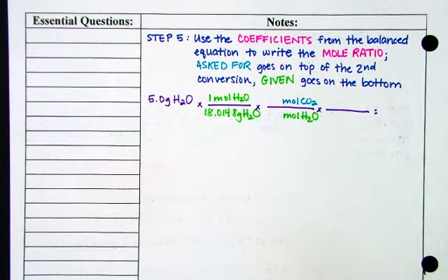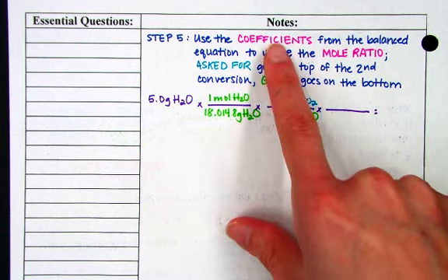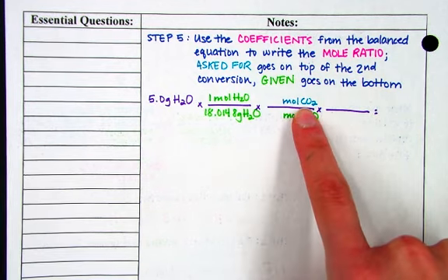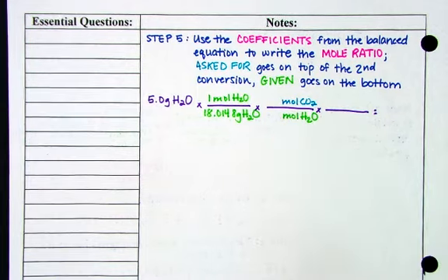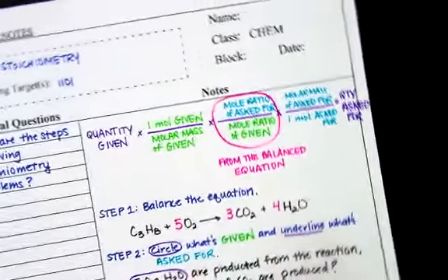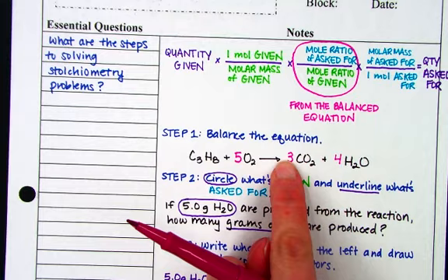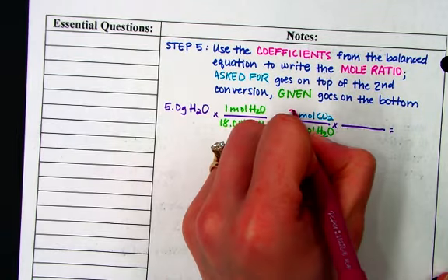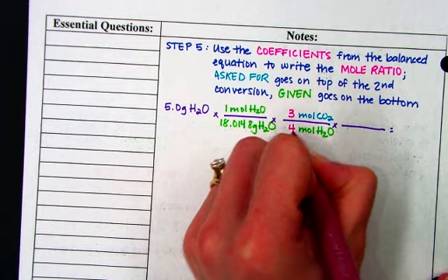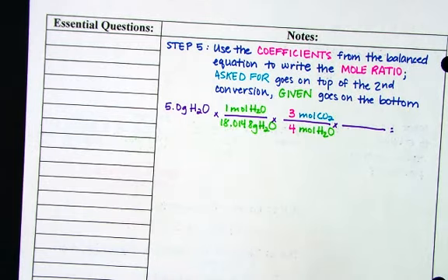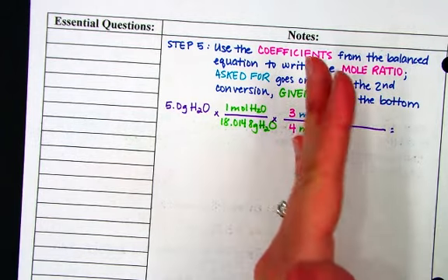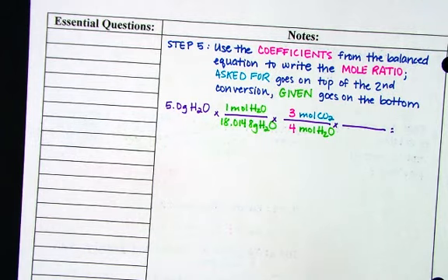But in order to actually get the mole ratio, what I have to do is look at the coefficients, right? What number is in front of CO2 and what number is in front of H2O? So a 3 in front of CO2 and a 4 in front of H2O. So I write a 3 and then a 4. See where I got those numbers? Always get it from the balanced equation. This second one is always from the balanced equation.